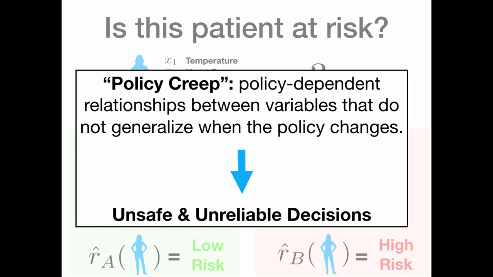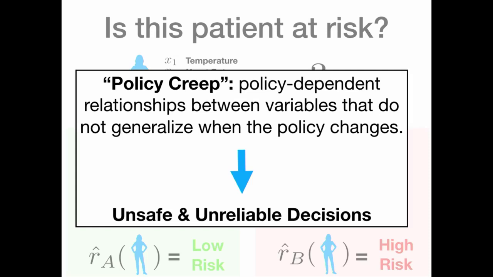So now why is policy creep a problem? To start, from a doctor's perspective, it might be extremely unsettling that these so-called objective decision support tools are drawing drastically different conclusions for the same exact patient. But more importantly, it's super unsafe. So if we had deployed the model that we learned from Hospital A, we could actually cause doctors to undertreat people who are at risk because of their high temperature, which would increase their chance of dying.